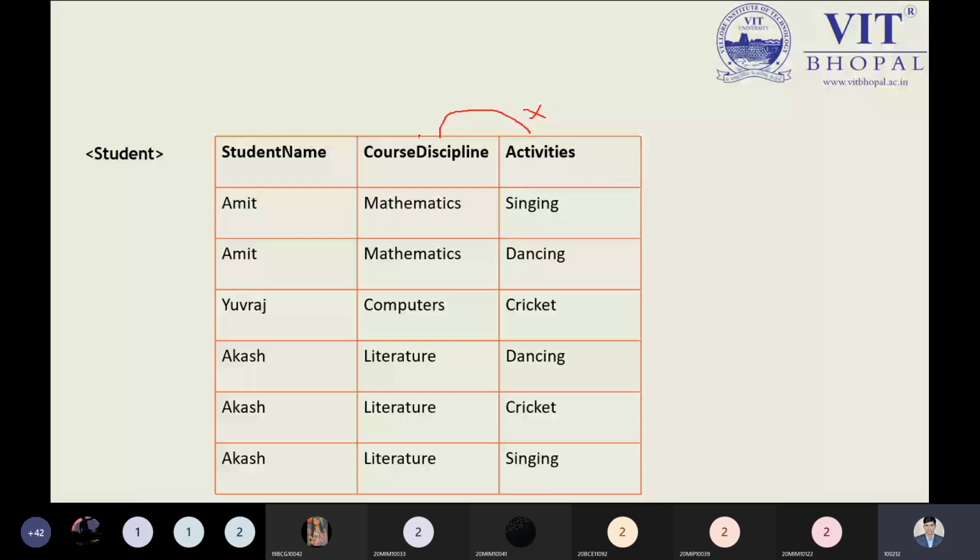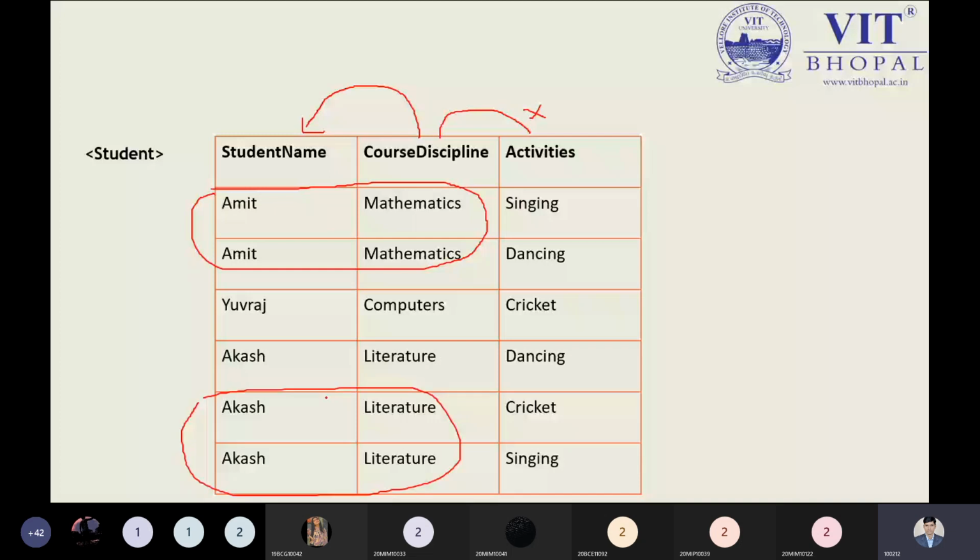So Amit opted for mathematics, and you can observe over here. And Akash opted for this discipline, and Akash also opted for one more. Okay, this is the point. But Akash follows three different activities, dancing, cricket, and singing, while Amit follows singing and dancing. So from this point, you can observe that these activities also depend on the student. Amit opted for singing, dancing, while Akash opted for dancing, cricket, and singing as well. So here, these two students also follow the multi-value dependency.